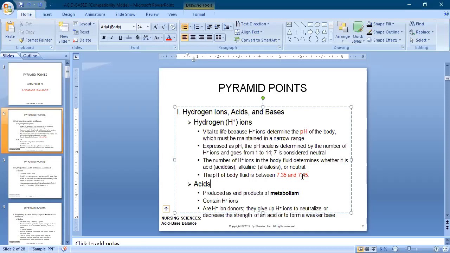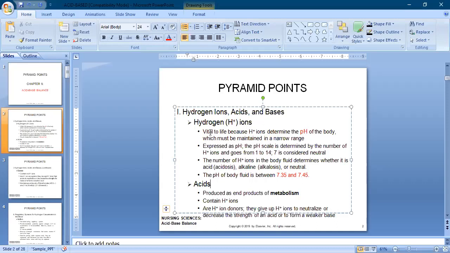What are the notes from here? We have to know what the normal pH level is. Normal pH is 7.35 to 7.45. Second note, you have to know if the pH is less than 7.35, it is called acidic. If the pH is more than 7.45, this is called basic or alkaline.